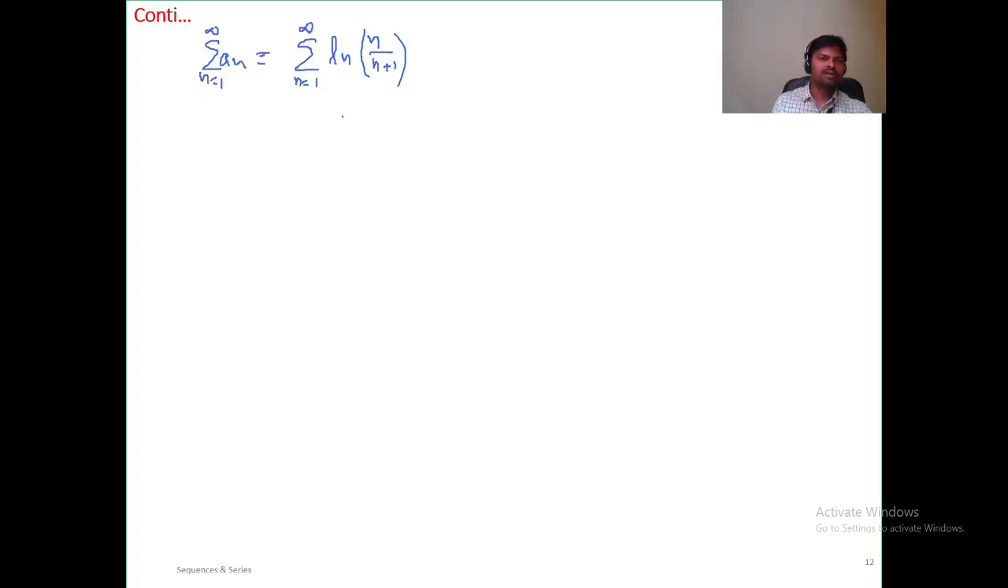So to say the convergence status of this series, first we need to construct the nth partial sum of the series. What is that? Let Sₙ be the sequence of nth partial sums. If the sequence of nth partial sums converges, then the series converges, right?